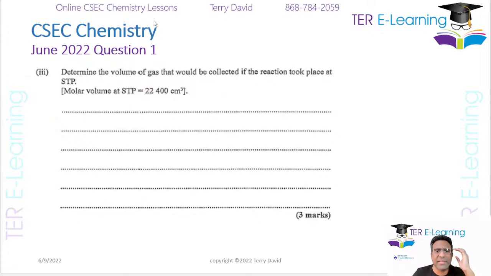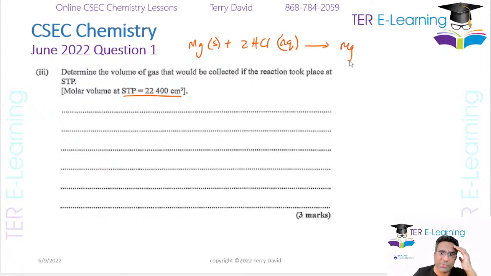Alright, they said determine the volume of gas that would be collected if the reaction took place at STP. So that's standard temperature and pressure, and they're telling me it's 22,400 cm³. Now, the chemical reaction that we had there was Mg solid plus 2HCl aqueous, produces MgCl2 aqueous, plus H2 gas. Now, the reason why they wanted us to balance this equation is that we need it here, right?